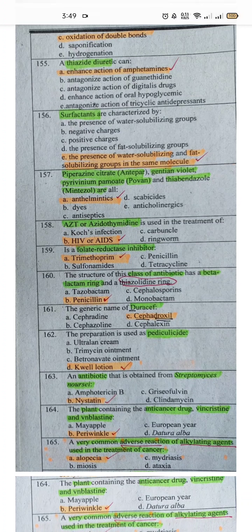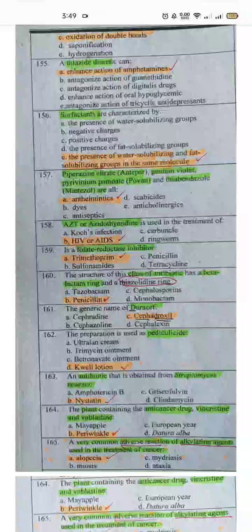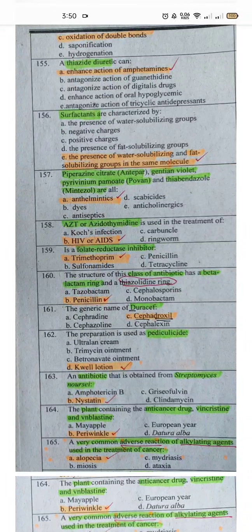A thiazide diuretic can enhance the action of amphetamine. So, thiazide diuretic plus amphetamine will result in an enhanced action of amphetamine.